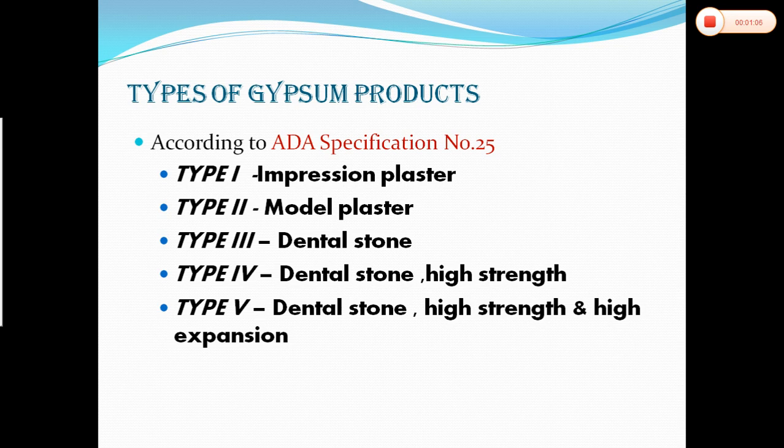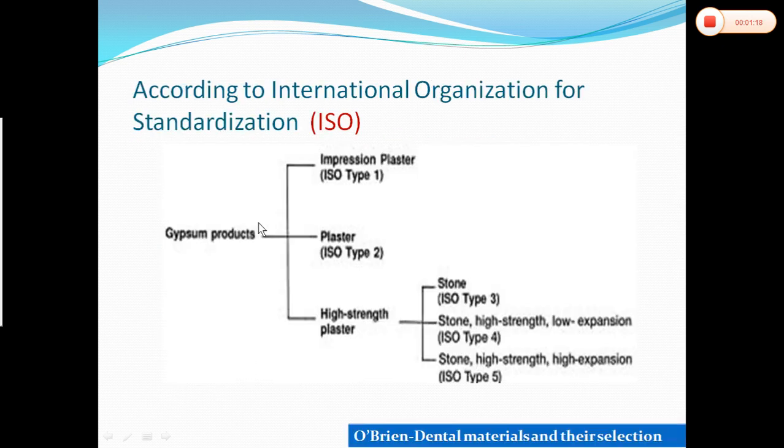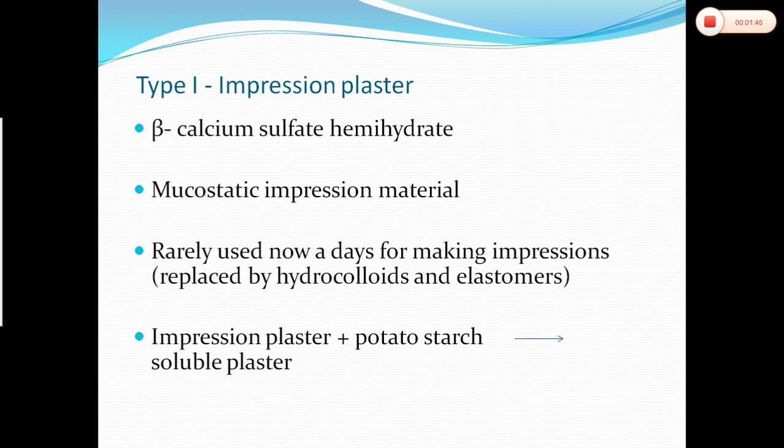Note the difference between type 4 and type 5. Type 4 has only high strength. Type 5 has high strength plus high expansion. According to the International Organization for Standardization, gypsum products are classified as impression plaster type 1, model plaster type 2, and high strength plasters are categorized into type 3, type 4, type 5. Type 3 dental stone, type 4 dental stone with high strength and low expansion, type 5 dental stone with high strength and high expansion.